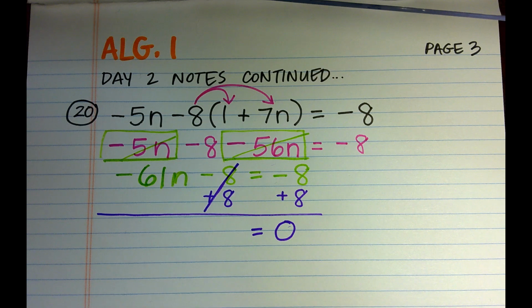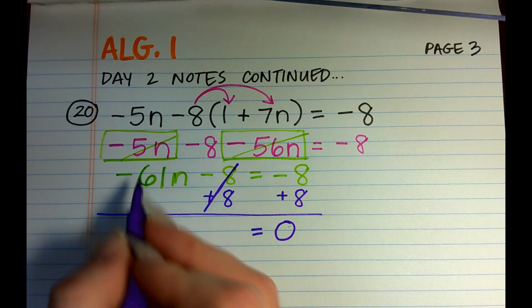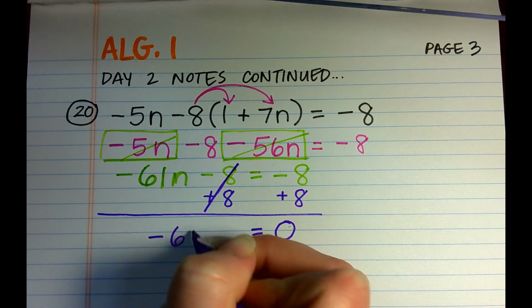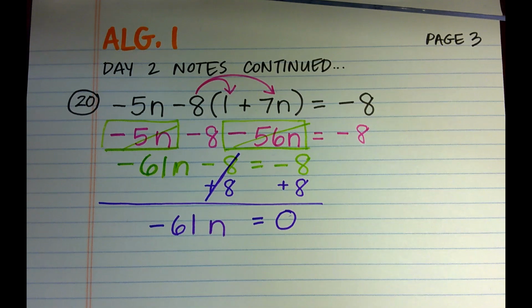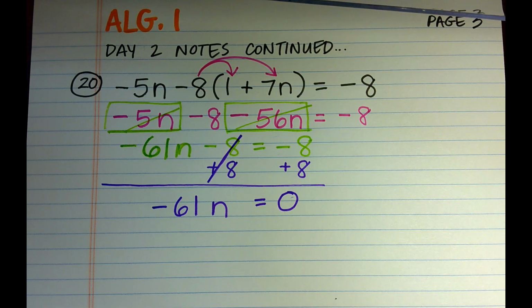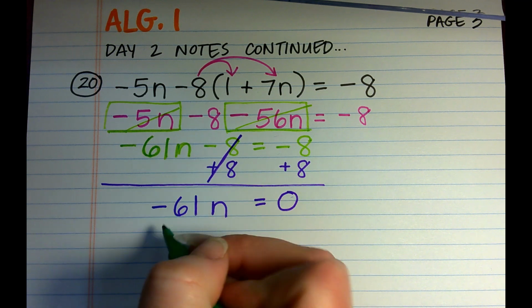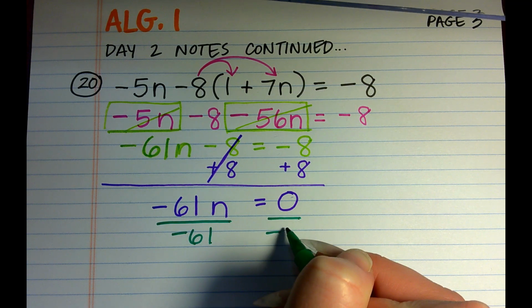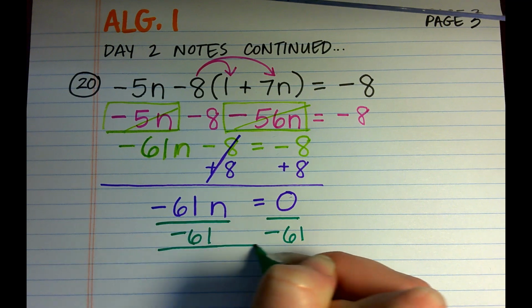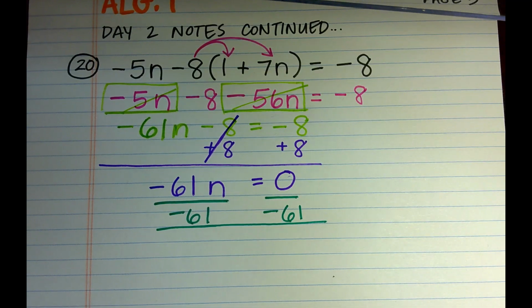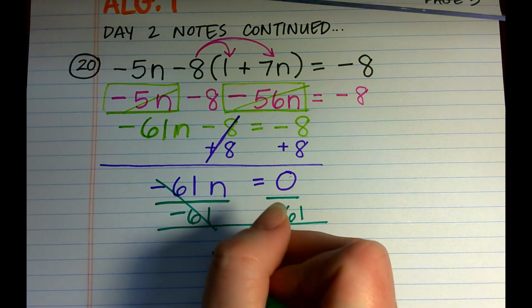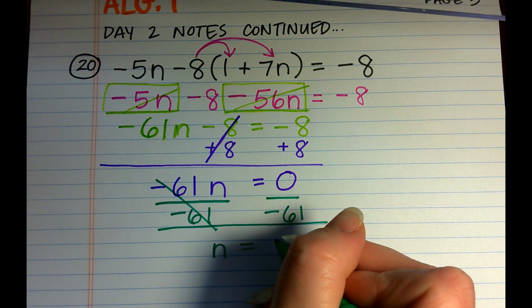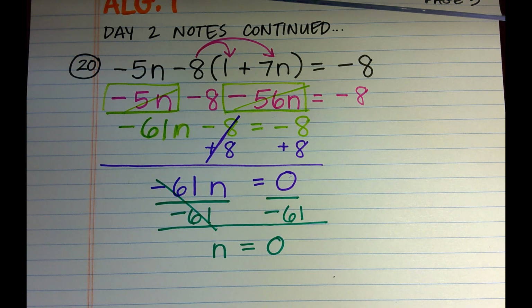Now you just bring down the -61n. Yes, we're going to bring that down. -61n equals 0. Divide it. And now, one last color switch. Let's divide by -61. It's going to be 0. Yep, it sure is. 0 divided by anything is 0. So, n equals 0. And there we go.